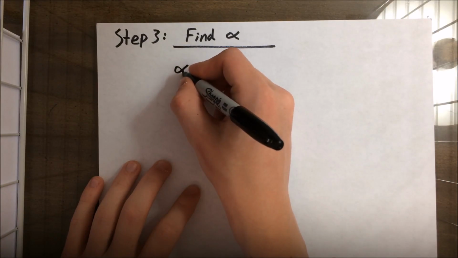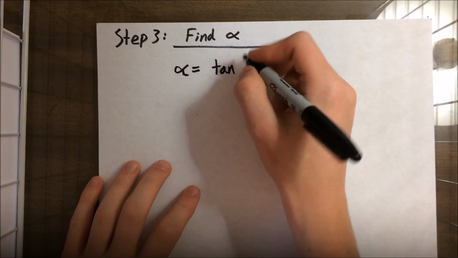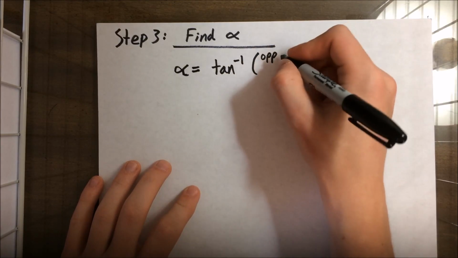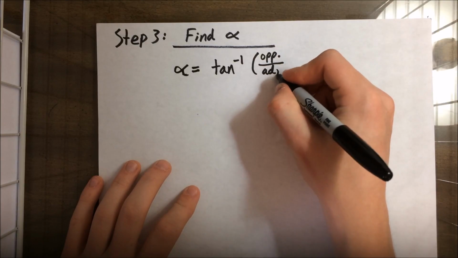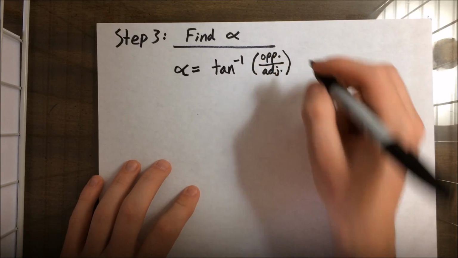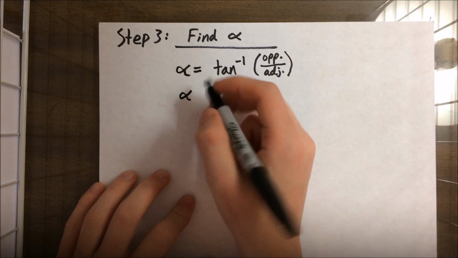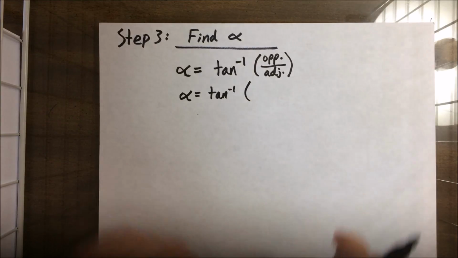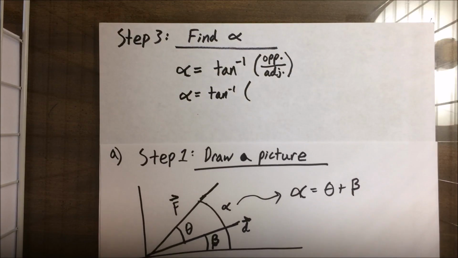So alpha, to find alpha, you want to take the inverse tangent of the opposite over the adjacent, over the sides. So to get this, use the directions. So we're looking at tangent -1 of... So let's look at this.